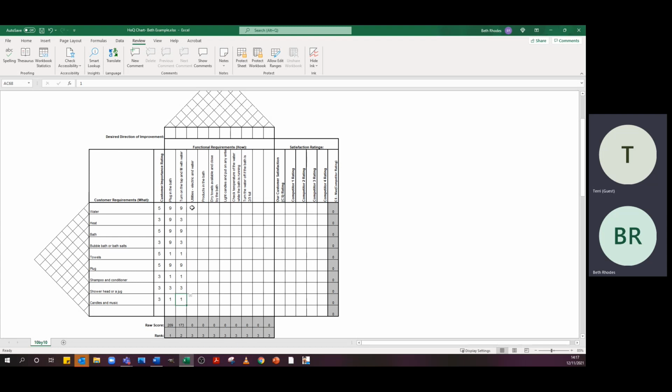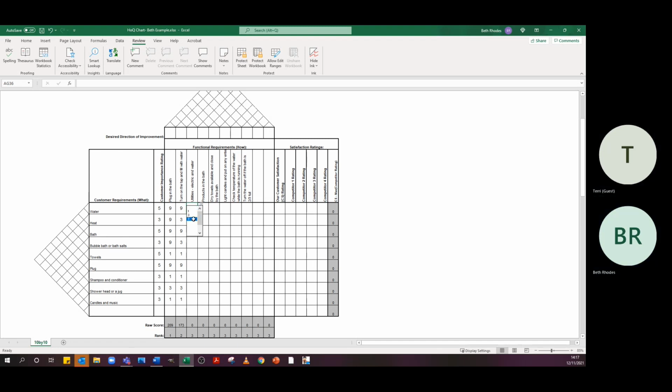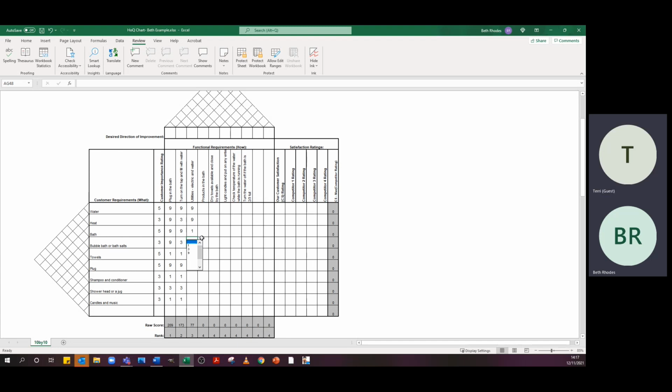Okie dokie. So next, utilities, electric and water. How important is that to the customer getting water? 9. How important is that to the customer having heated water? 9. How important is that to the customer having a physical bath? Not important. How important is that to the customer having bubble bath or bath salts? Not important.